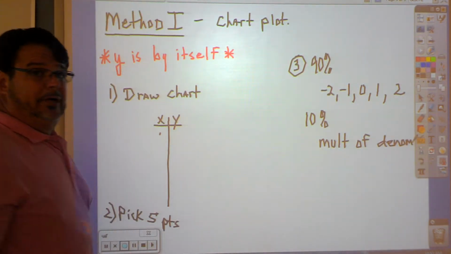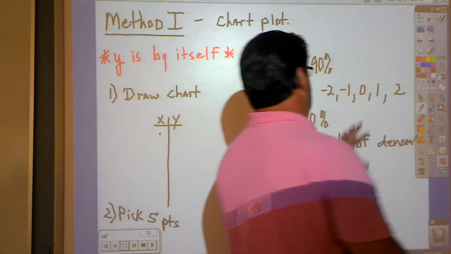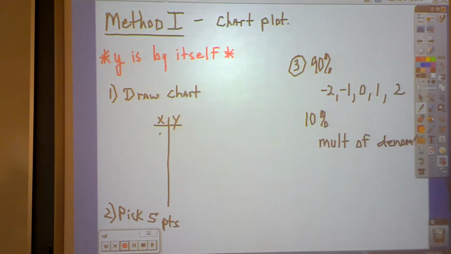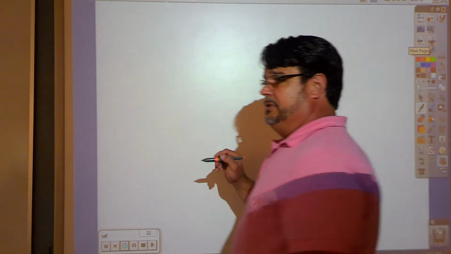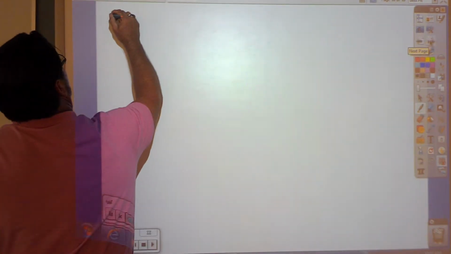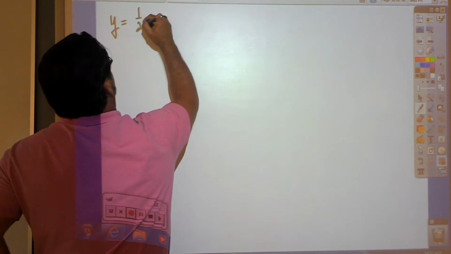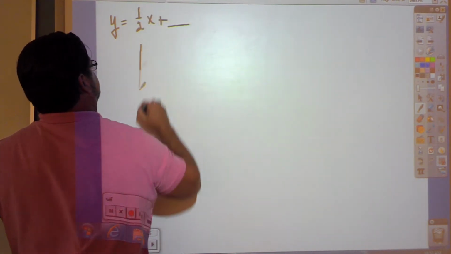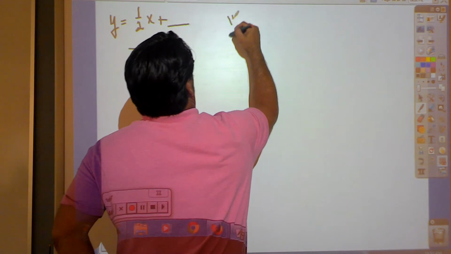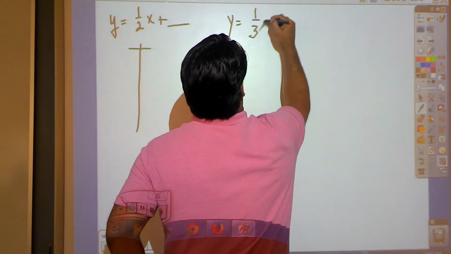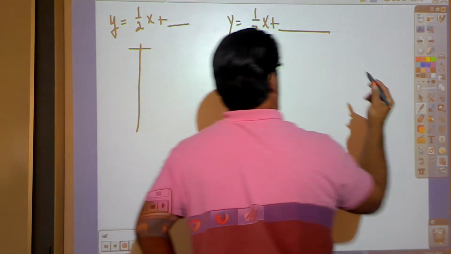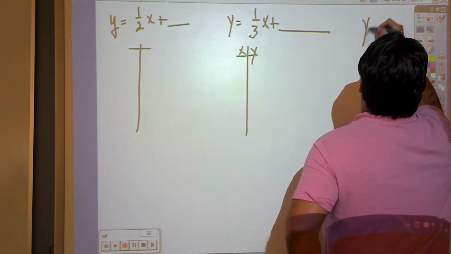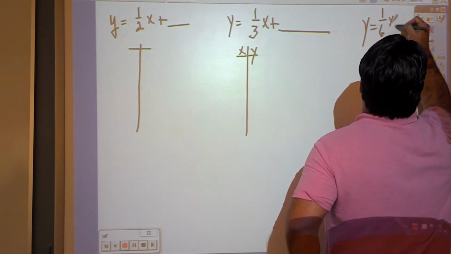Hubert, what are you talking about? Well, I'm going to go to another page, because I'm going to do an example on this page, but I'm going to go to another page, and we're going to do a couple of experiments. y is equal to 1/2 x plus blank. y is equal to 1/3 x plus blank. I'm going to skip around. y is equal to 1/6 x plus blank.